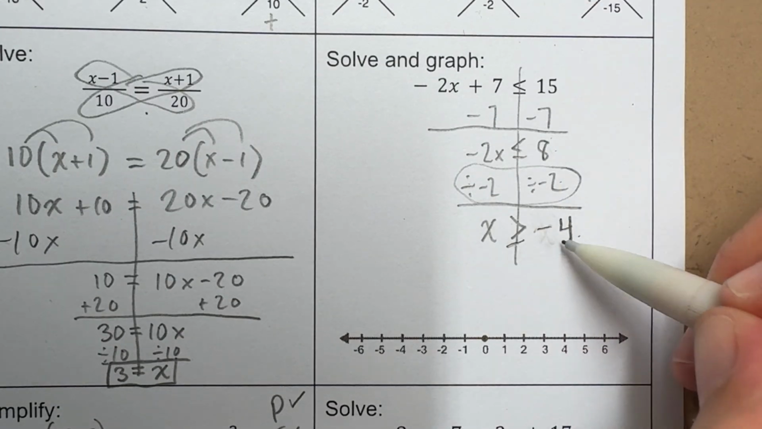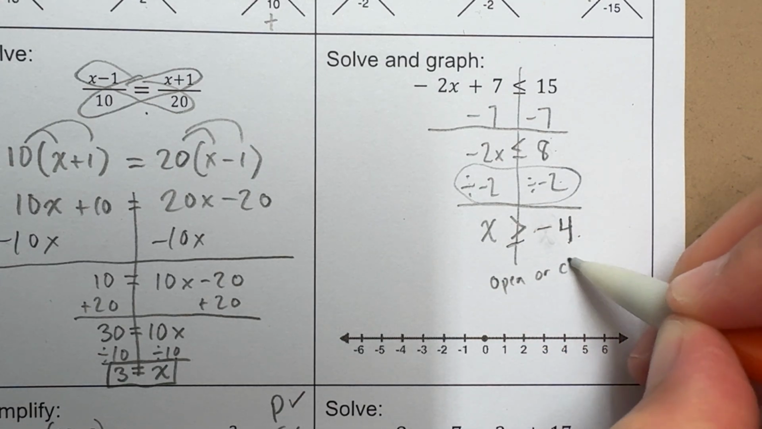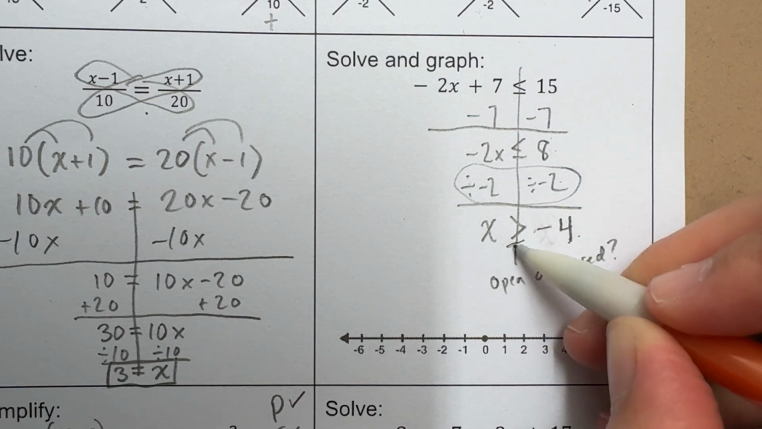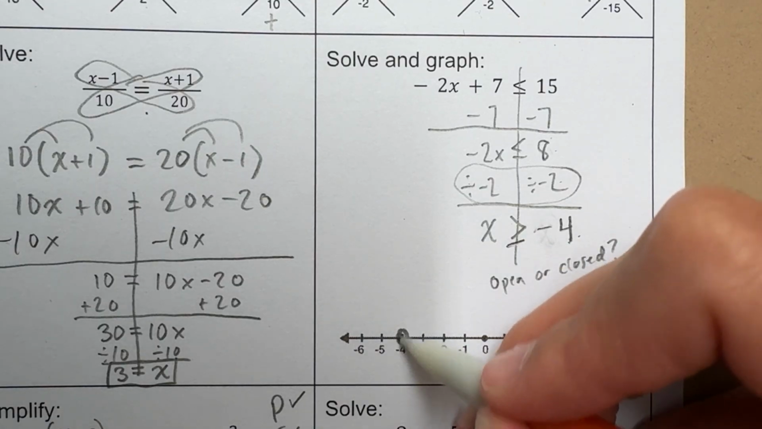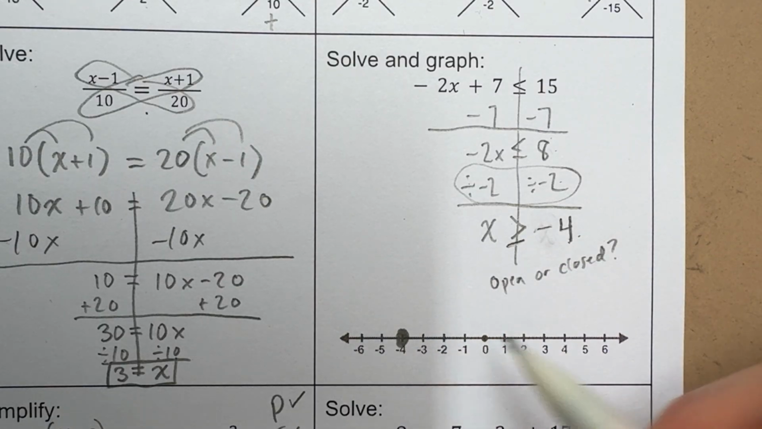Okay, so now I'm going to graph it. I'm going to start at -4, and I'm asking myself two questions. Open or closed circle? And in this case, there's a line underneath. It's closed. This is indicating it can be equal to -4, right? It's not just more than or less than -4. It can be equal to -4.